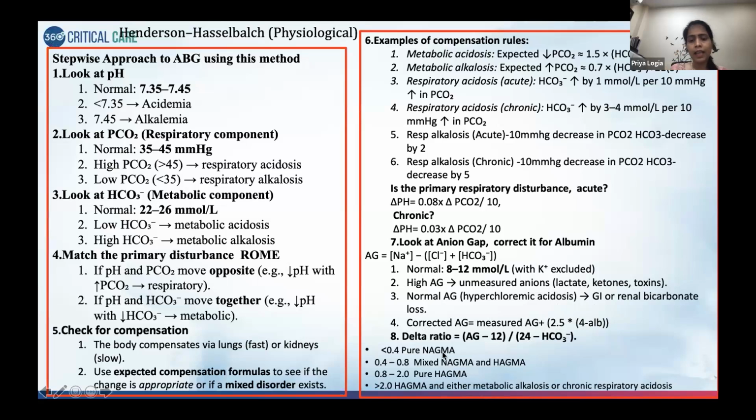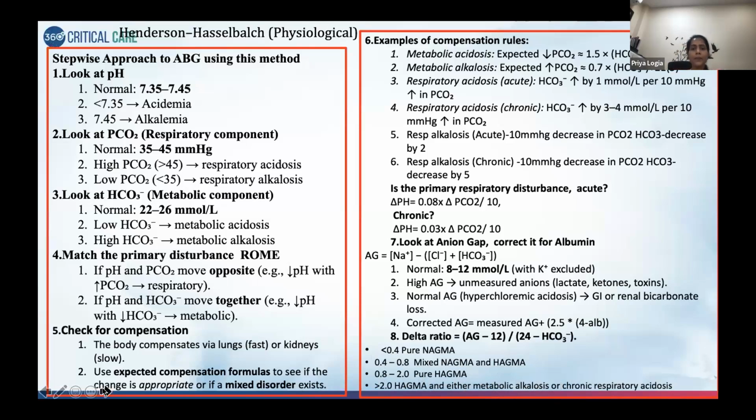Next would be to calculate the delta ratio. So what is the delta ratio? This is the delta anion gap divided by the delta bicarbonate gap. If the delta ratio is less than 0.4, it's pure NAGMA. If it's 0.4 to 0.8, it's mixed NAGMA and HAGMA. If it's 0.8 to 2, it's pure high anion gap metabolic acidosis. If it's more than 2, it could be a mixed high anion gap along with a metabolic alkalosis or a chronic respiratory acidosis. So this is something that you have to remember, the delta ratio.